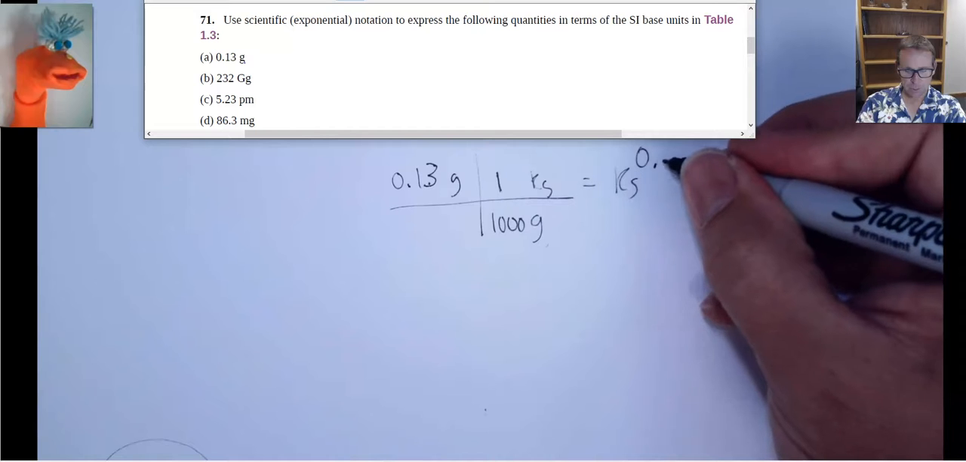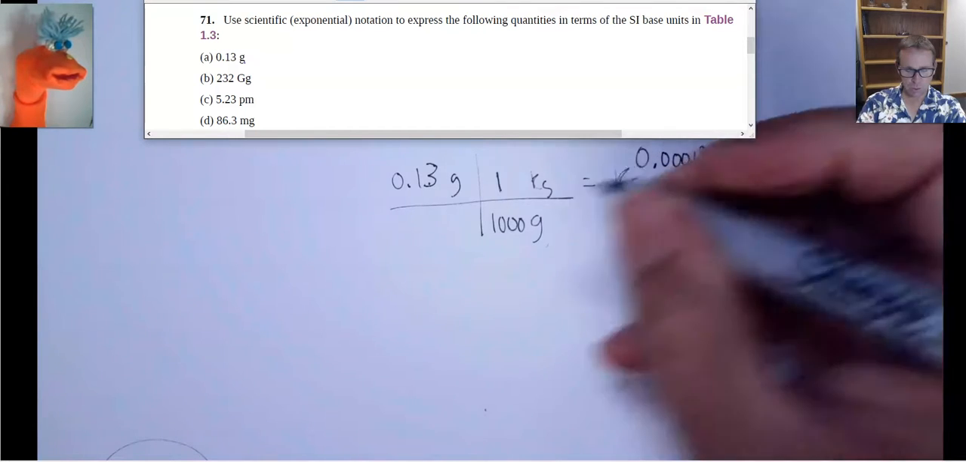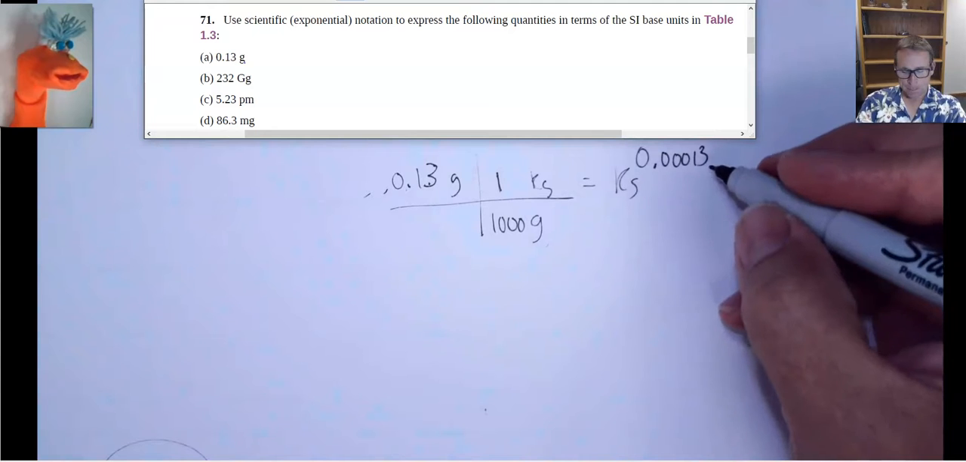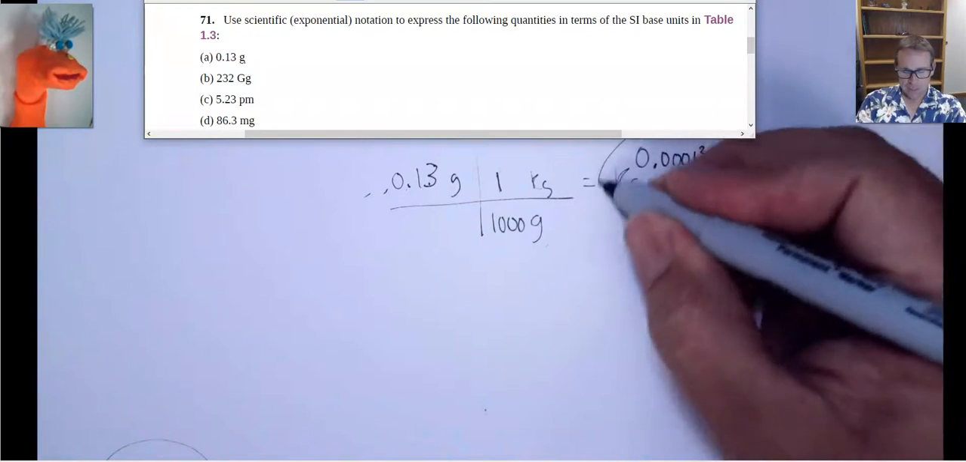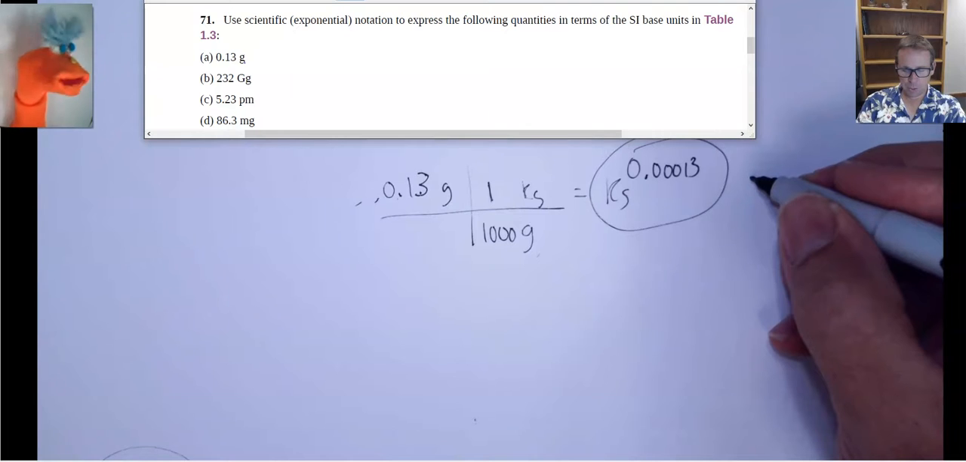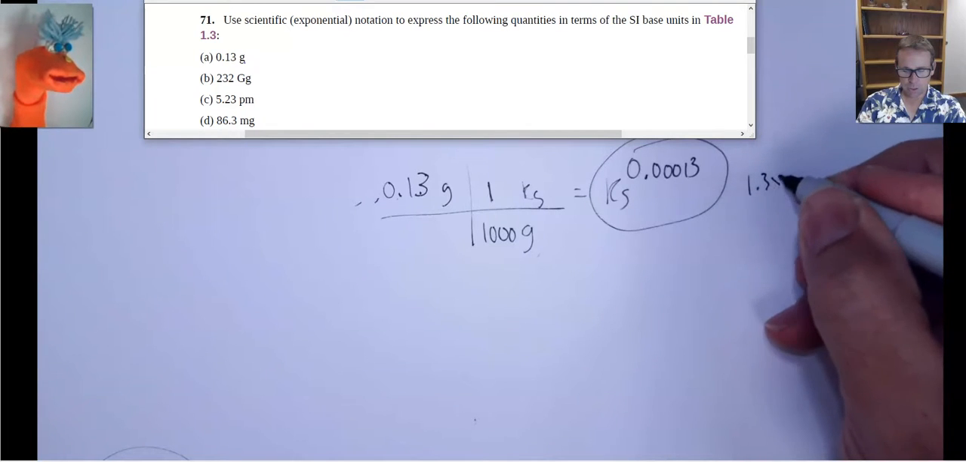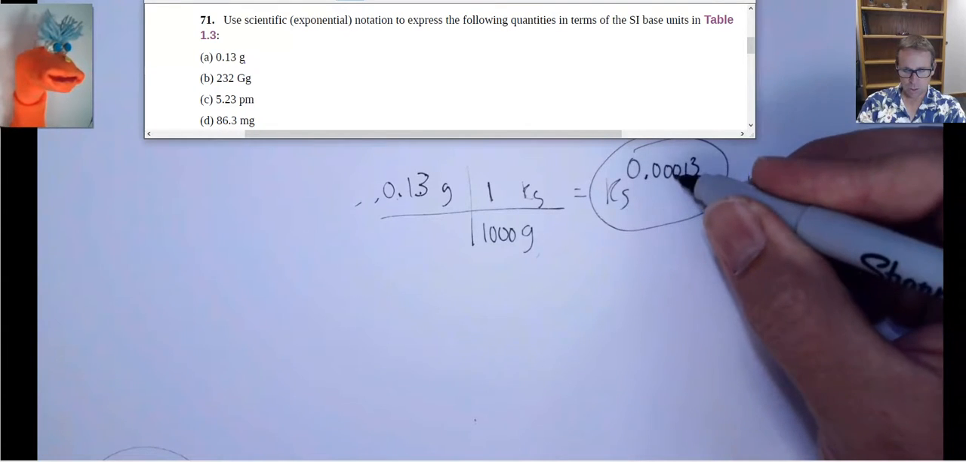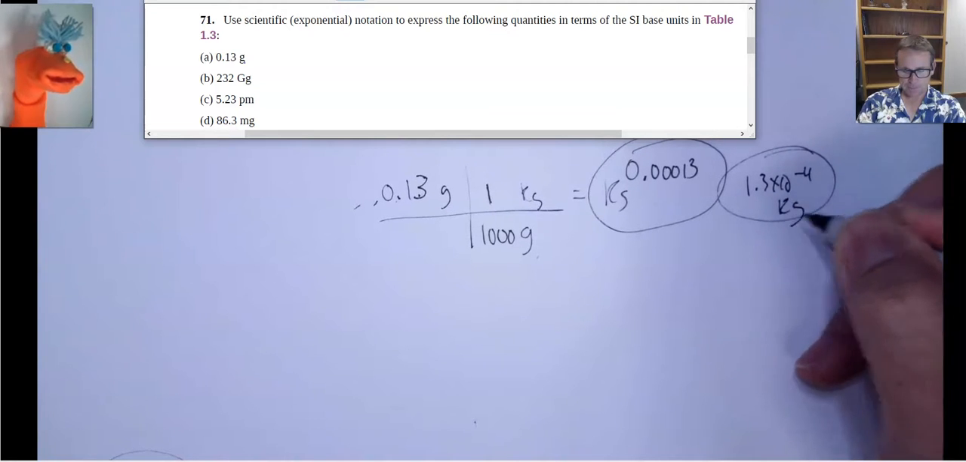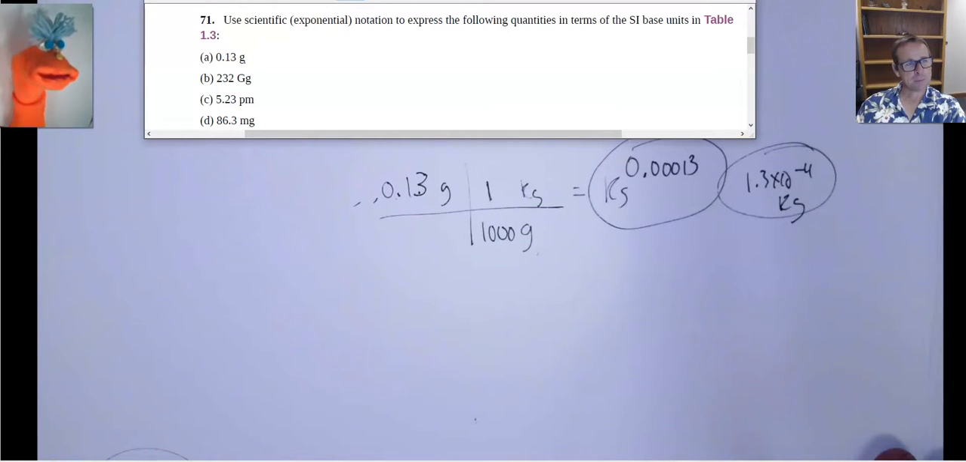So it's 0.00013, right? I'm adding 1, 2, 3 more zeros onto there. That's my answer. And now I have to write that in scientific notation. That's 1.3 times 10 to the minus 4? 1.3 times 10 to the minus 1, 2, 3, 4 kilograms. Very good. Next one.